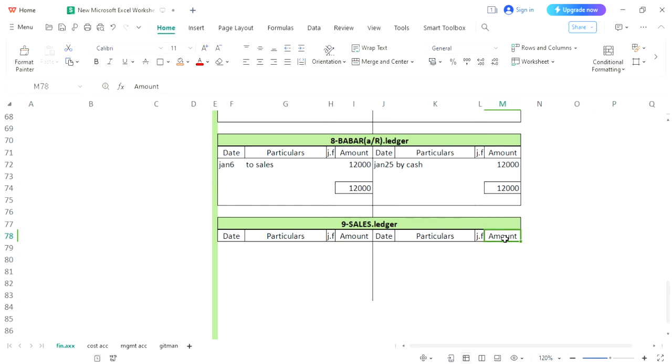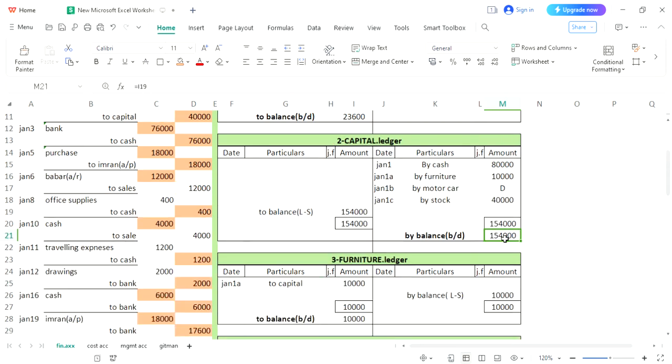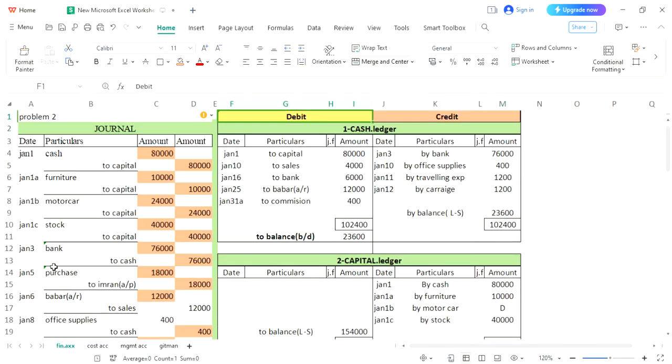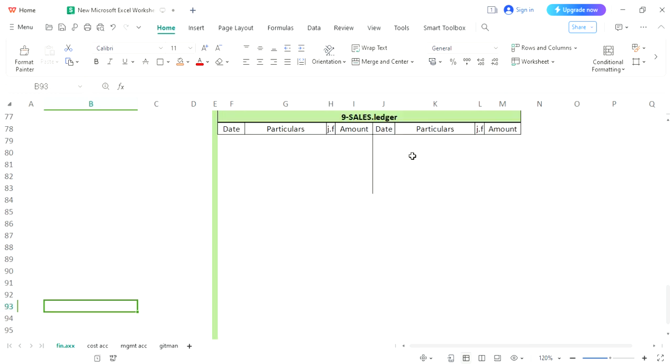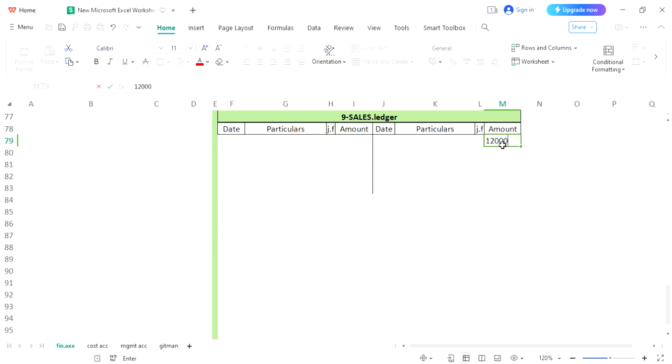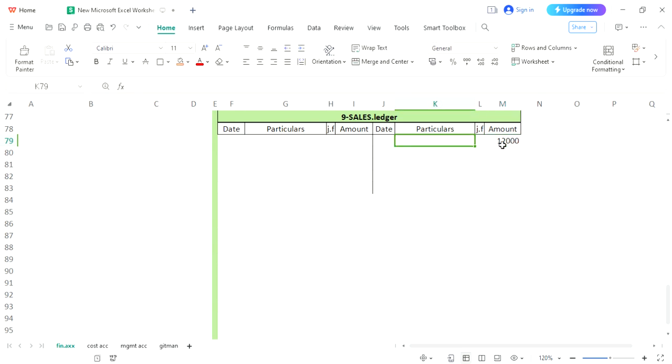So let's seek the sales in our journal entries. Here all entries are marked on the upper part. The first sale has arrived with 12,000 on the credit side. So you will go to the sales ledger and write 12,000 on the credit side. It's time to see its reference for 12,000.